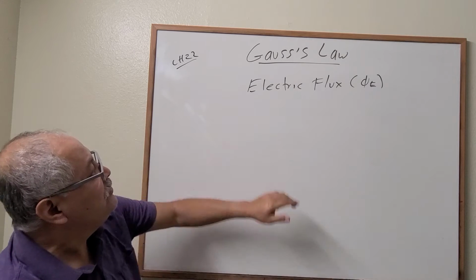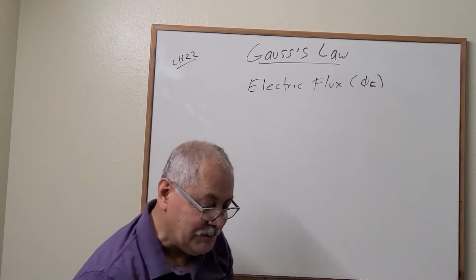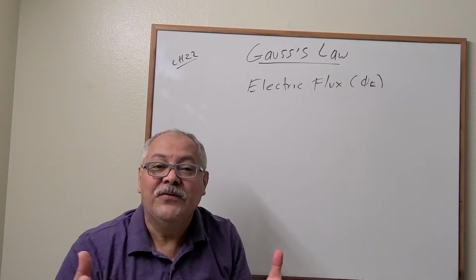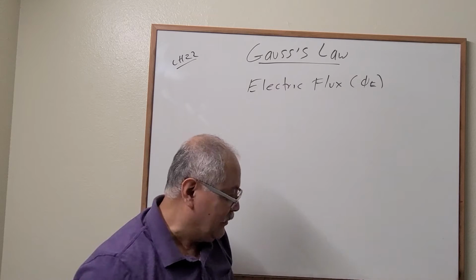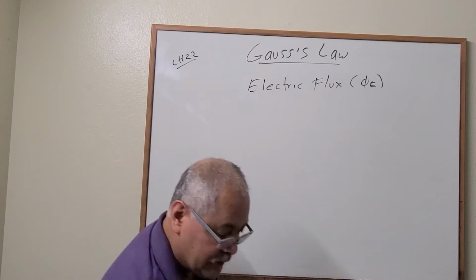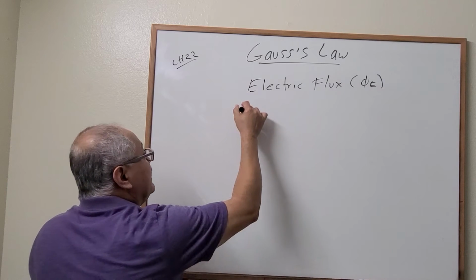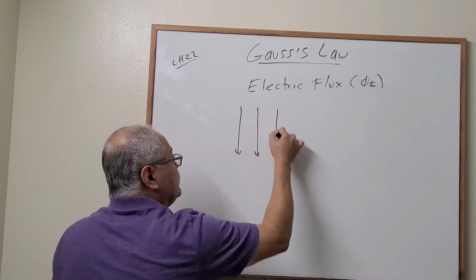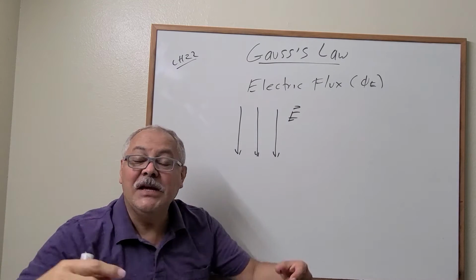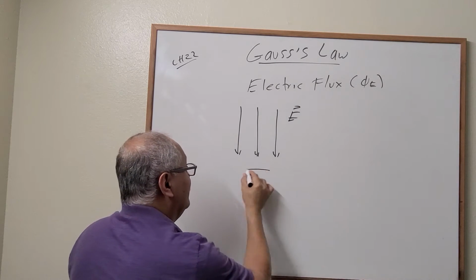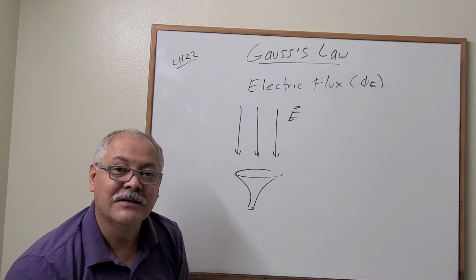Great. Now to do that, let's go with the electric flux. Let's take the electric field to be like a flow, something that flows. Perfect. Then let's represent the electric field in this direction. This is the electric field. Imagine that we use a funnel to catch the electric field.